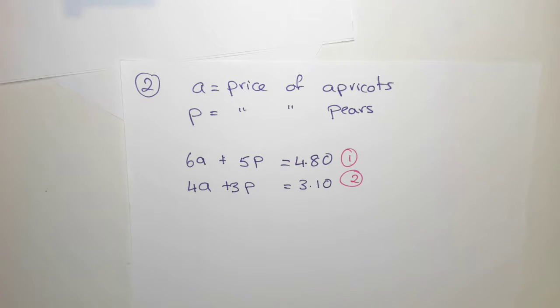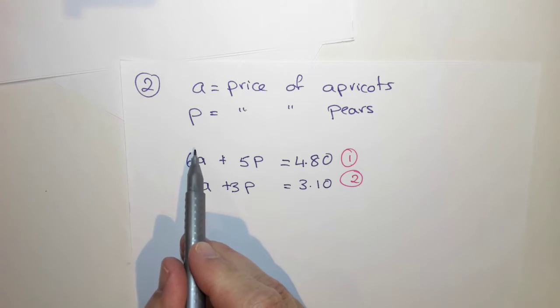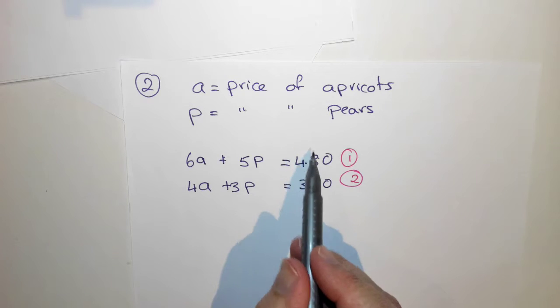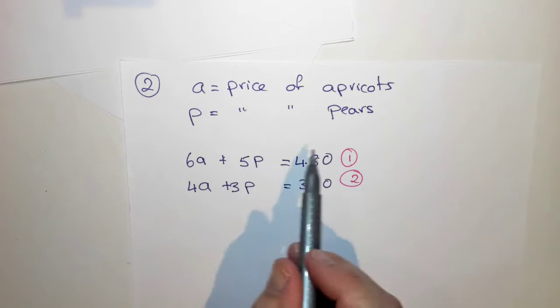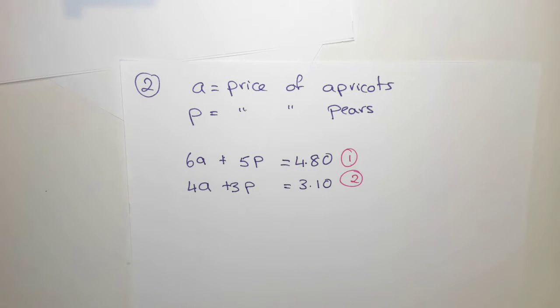So now we can choose how we solve this, whether we want to eliminate or whether we want to substitute. And I look at this and go, apricots, pears equals numbers. So these are kind of already lined up. So I think I'm going to use elimination for this one. So what do I need to do to make it into the right format?